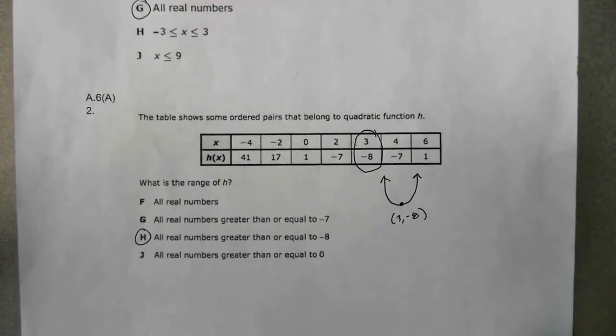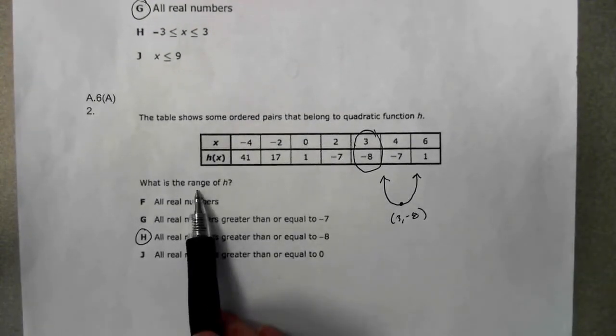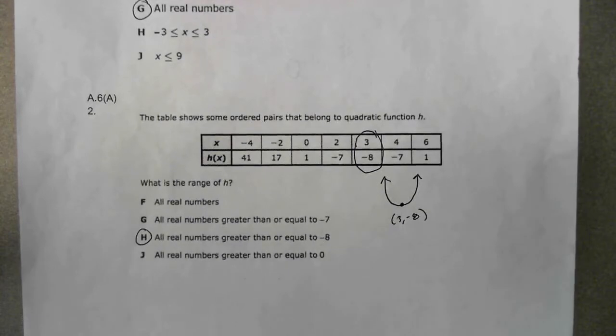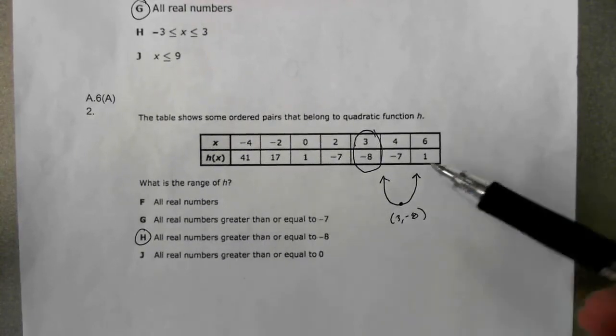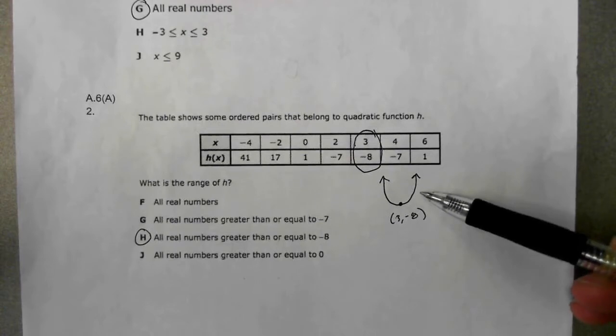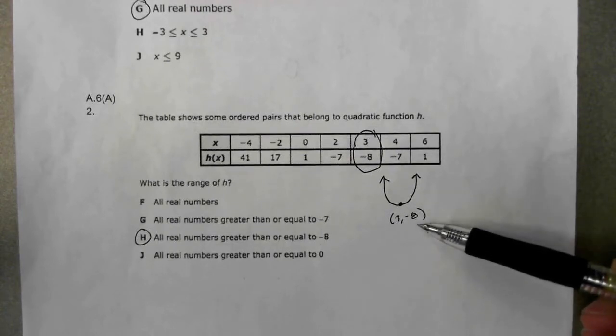Number 2. You want to figure out what is the range. Now the range, the first thing to understand is we have a quadratic, so I would probably graph this in our calculator. When you graph it, you're going to see something that looks like this. Now the vertex is at 3, -8.